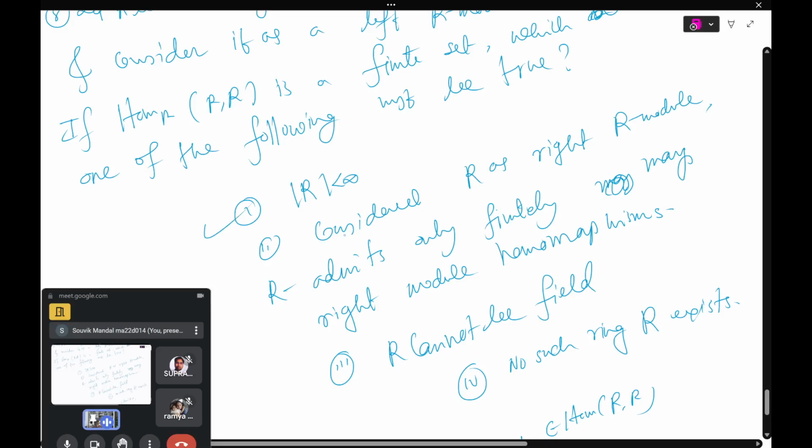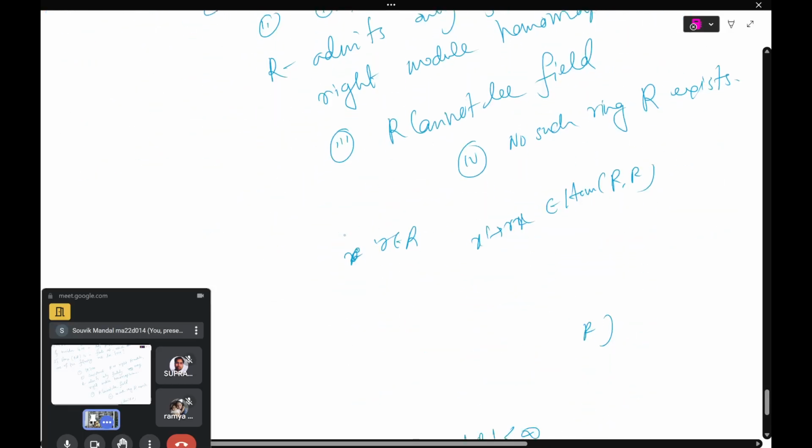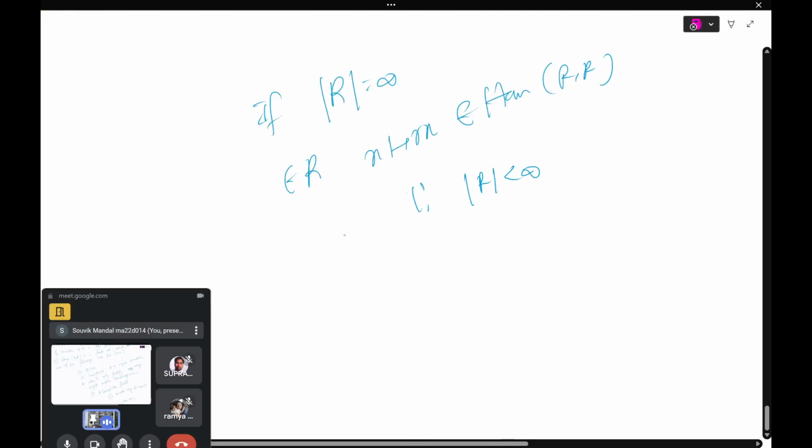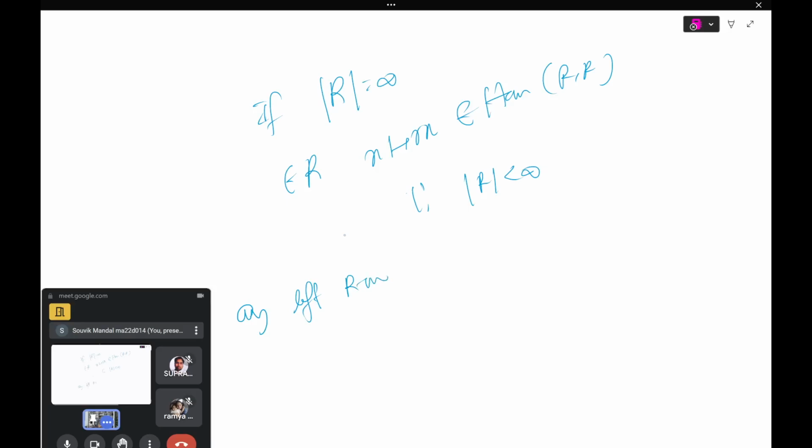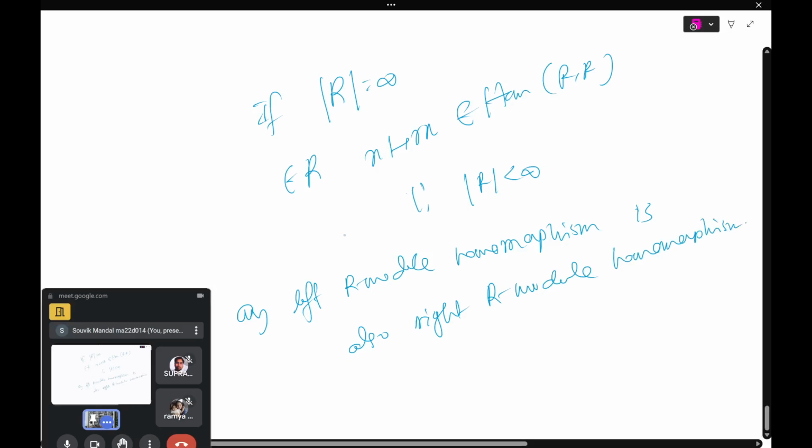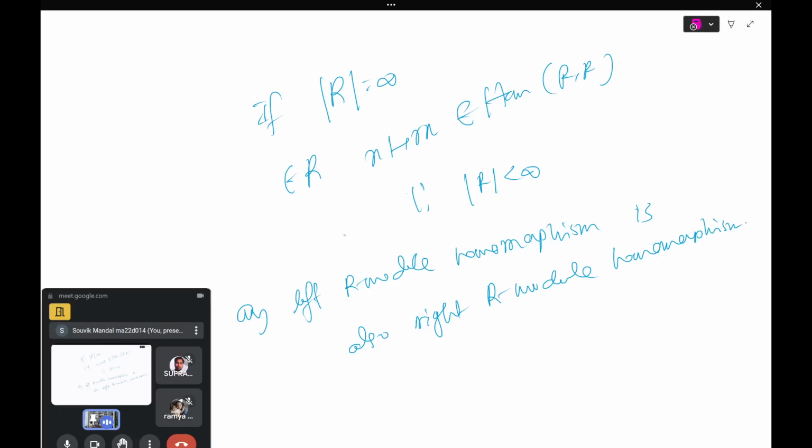Second one is to consider R as a right module, a finite right module. So in order to do part 2, you need to understand one fact: any left R module homomorphism is also a right R module homomorphism. You need to understand this. How to do this?